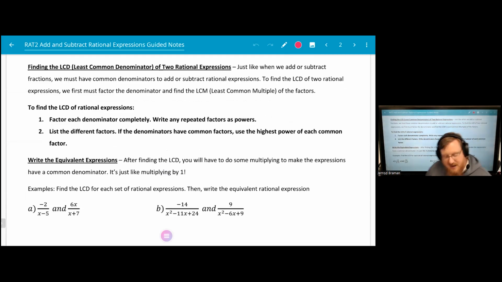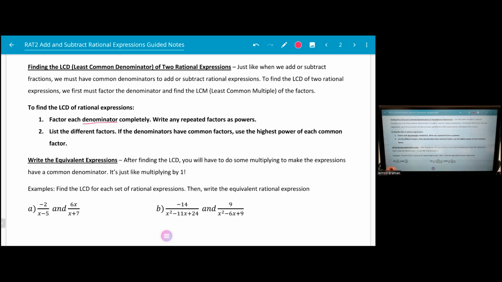Okay, there's a lot of things in here. It's okay. Just listen to the terminology and then we'll see what it looks like, right? To find the LCD of rational expressions, factor each denominator completely. We're just worried about the denominator right now. Write any repeated factors as powers. I'll show you what that looks like. And then we're going to list the different factors.